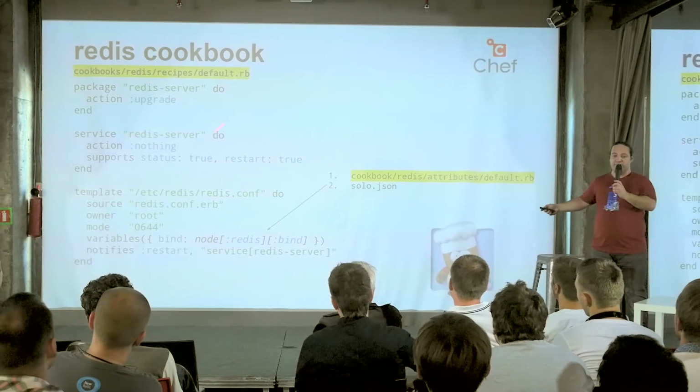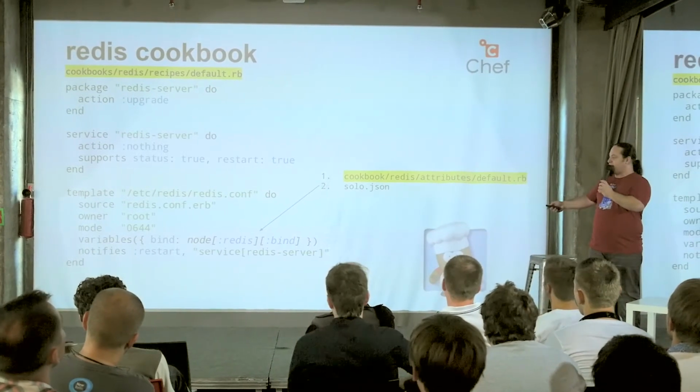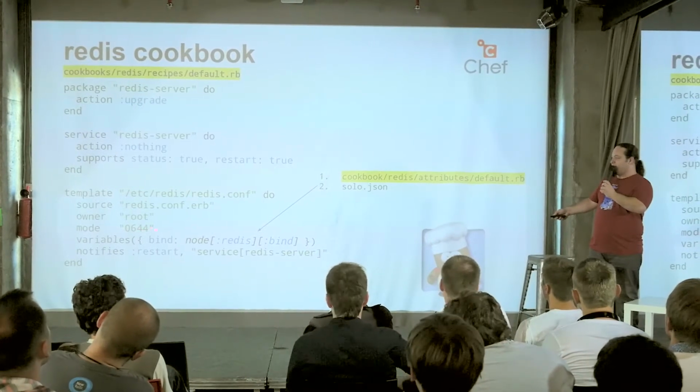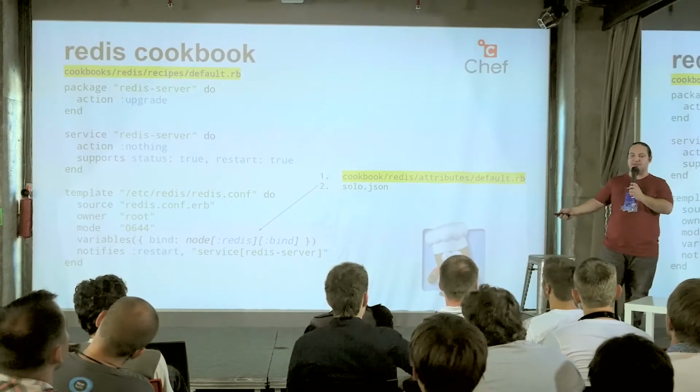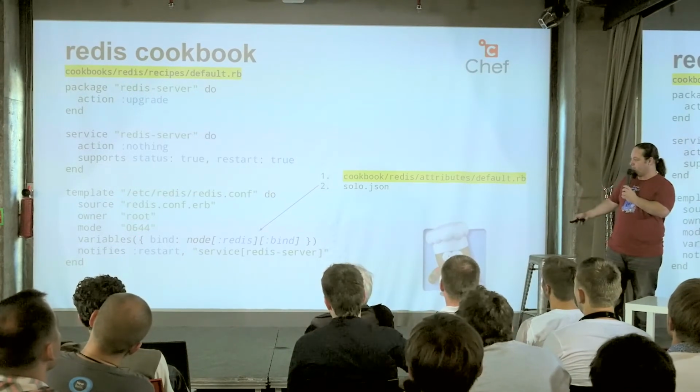But this is code, okay? And what if you have mistakes here? You wrote, I don't know, mode 0644 without the quotes and without the zero, okay? That would be a bug because that would be decimal and not octal.